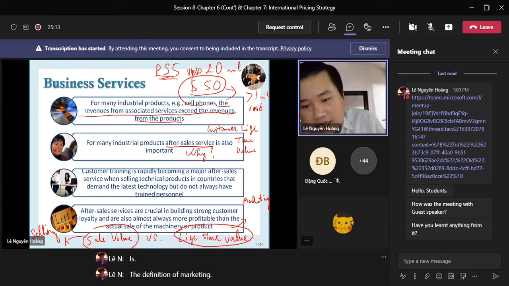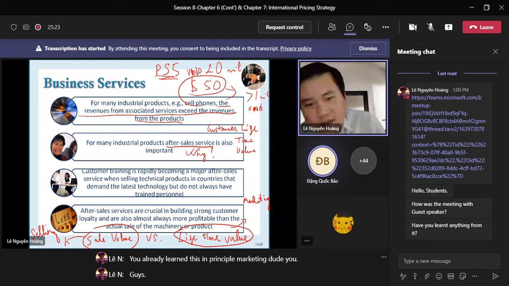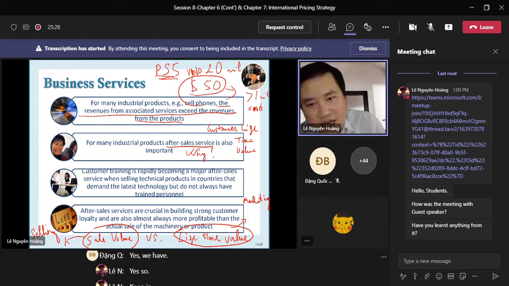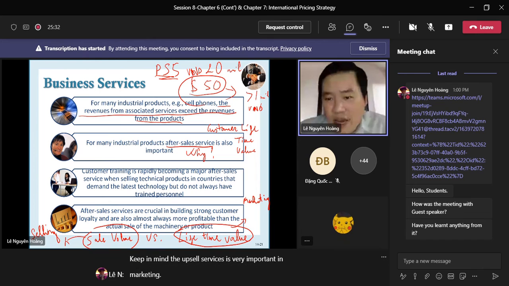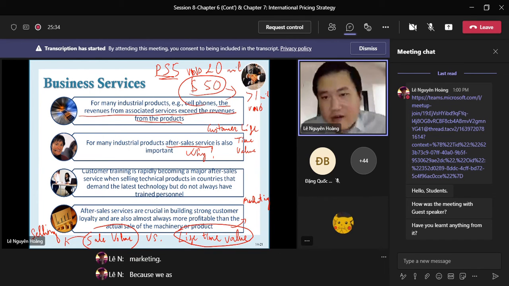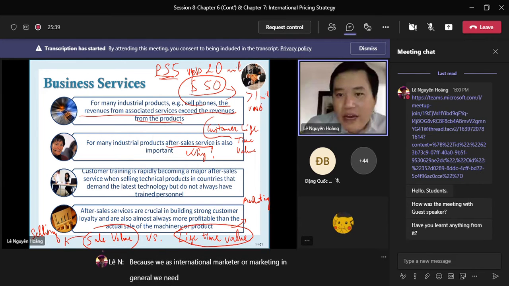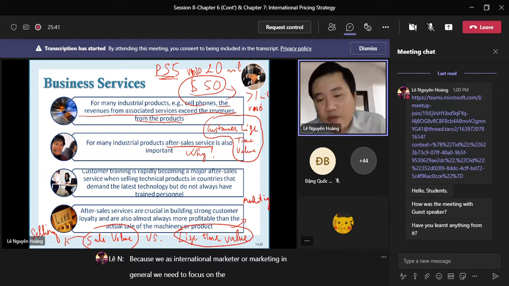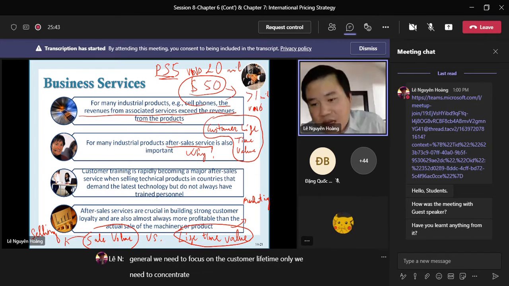You already learned this in principles of marketing, didn't you? Guys? Yes, we have. Yes. So keep in mind that after-sales services is very important in marketing because we, as international marketers or marketers in general, need to focus on the customer lifetime value. We need to cultivate our customer lifetime value.